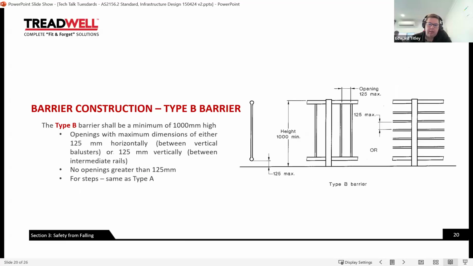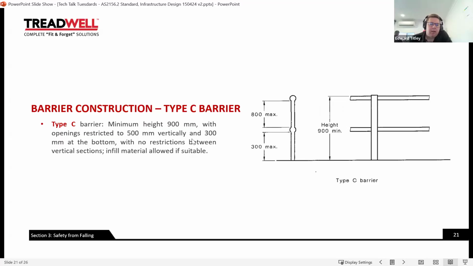The type B barrier, once again, 1,000 mil high, and we can have, once again, 125 mil openings. However, it is acceptable in this instance for us to have our infill running horizontally. No openings greater than 125 mil. However, it's acceptable to have our infill running horizontally. And as per the type A barrier, also for the steps, so the 125 mil sphere not passing through the opening that's made by the bottom rail and handrail and the stair treads and the risers.